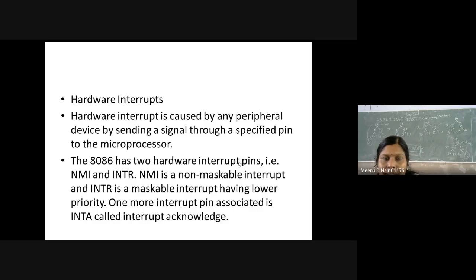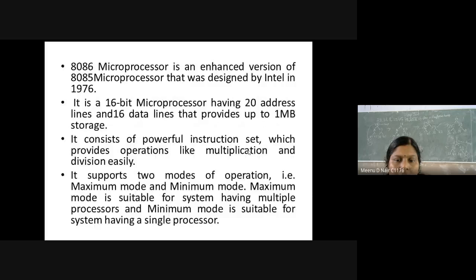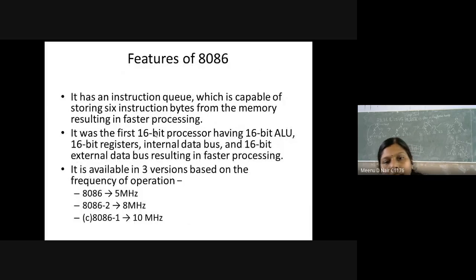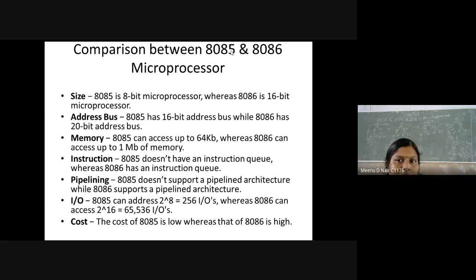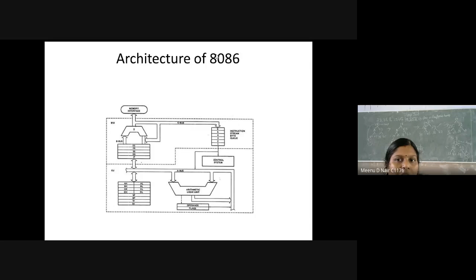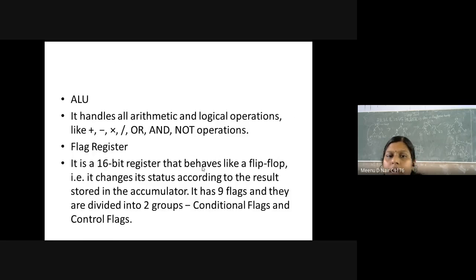So what we have studied in today's class: the first point was the features of 8086. The main thing is there is a 16-bit data bus and a 20-bit address bus. Then totally 256 interrupts are there. Then we have seen the comparison between 8085 and 8086. Then the architecture of 8086, which has two functional units: one is the execution unit and the second is the bus interface unit. The execution unit controls the whole process and gives instructions to the bus interface unit for what to fetch or decode, and the bus interface unit communicates with the peripheral devices as well as memory.